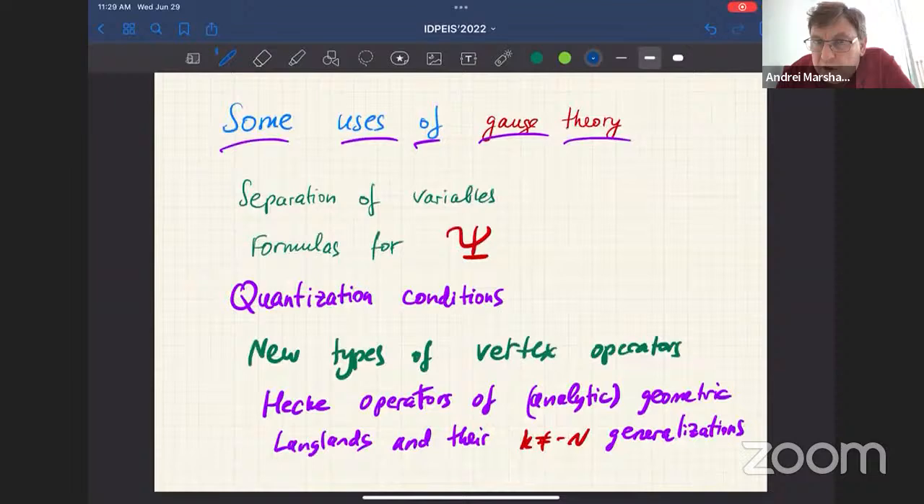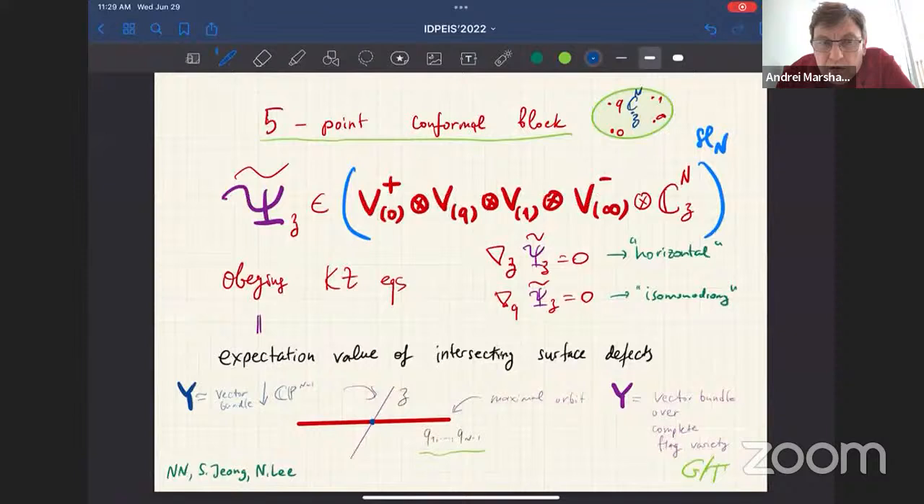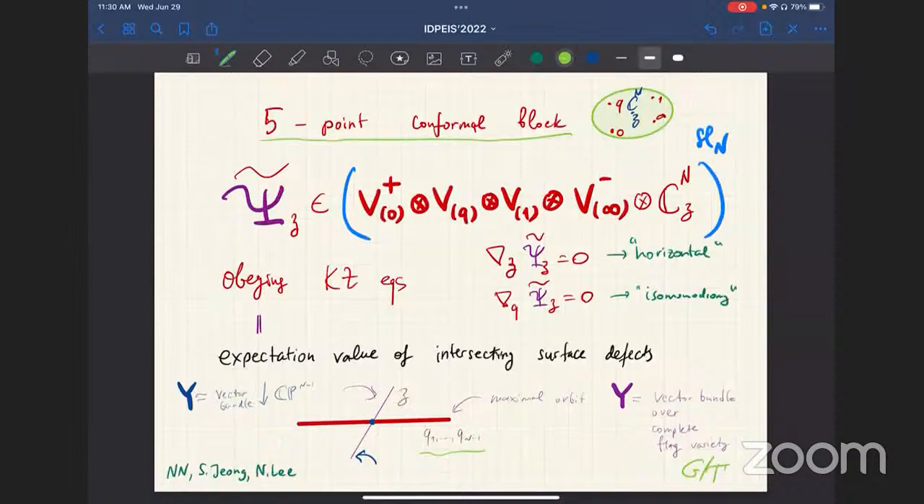Okay, this intersecting surface defect. So for the N=2* theory, there is a so-called folded brane surface defect.